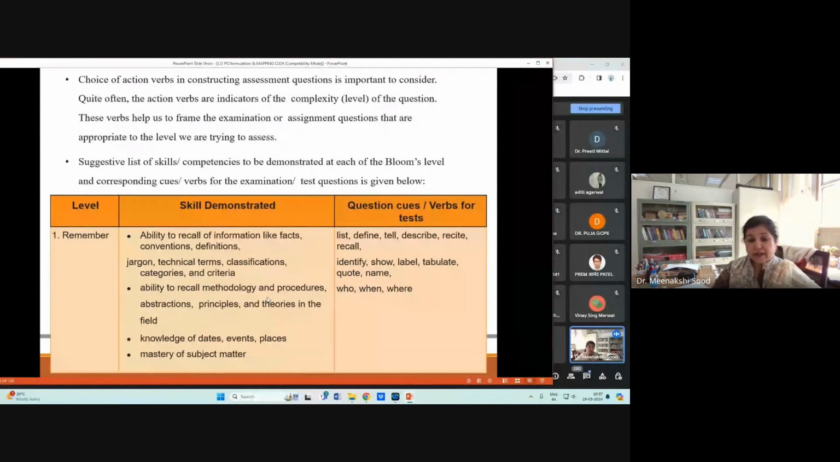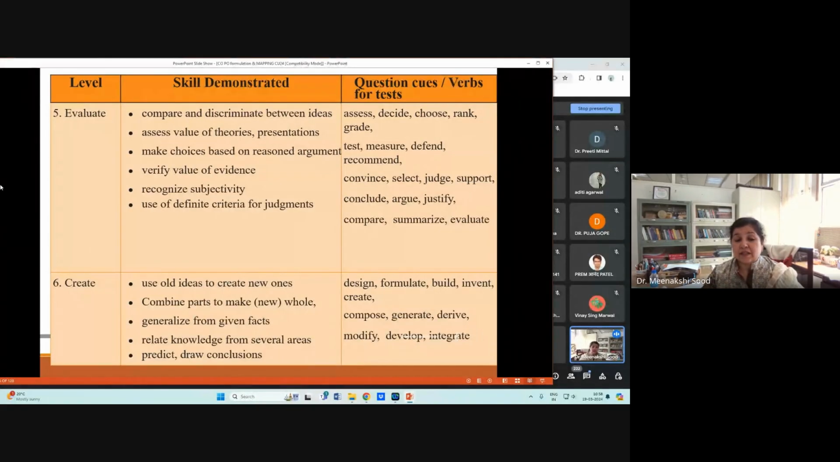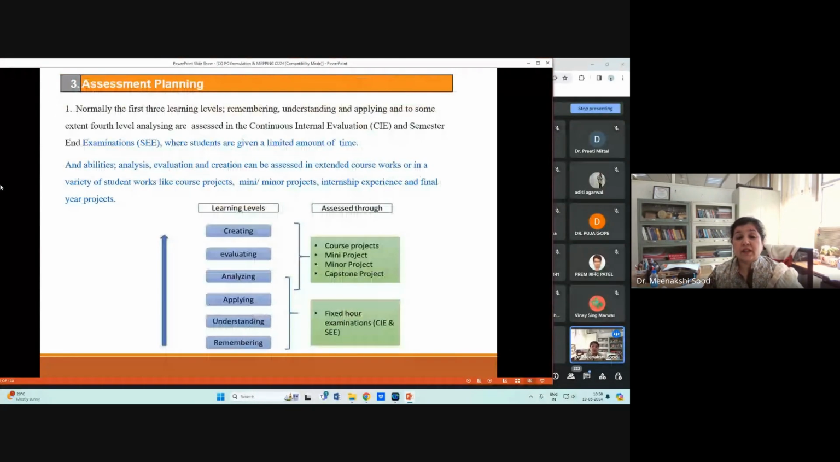Okay, this has already been covered: all the six levels, what skills are expected at every level, and what the various action verbs are, because using those action verbs you can frame the questions also. For remember and understand, what skills are demonstrated and what action verbs can be used. For the fourth Bloom's level, analyze, that is identifying a complex problem, breaking it into different parts, identifying the relationships or the redundant information. Then evaluate, and the last is create. The first three are called lower order thinking skills, and the others are called higher order thinking skills, right? Any questions up till now, or should I move further?